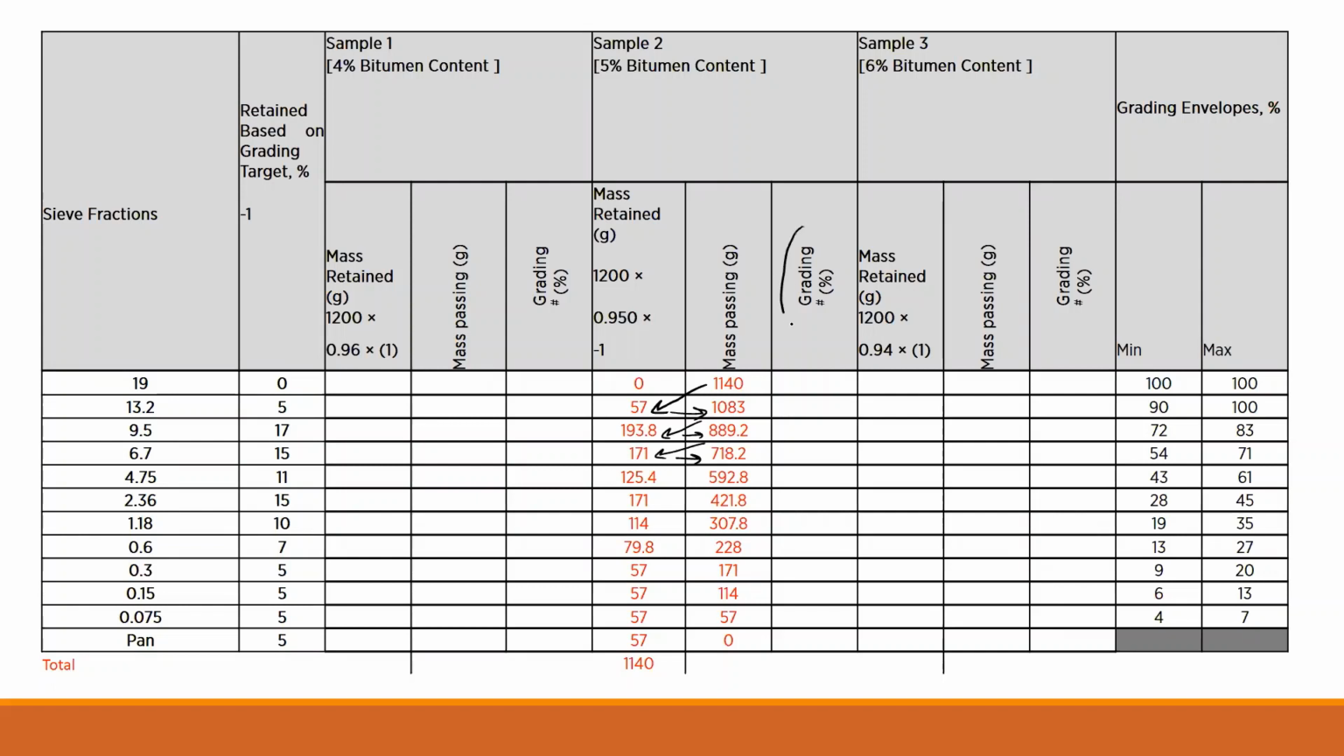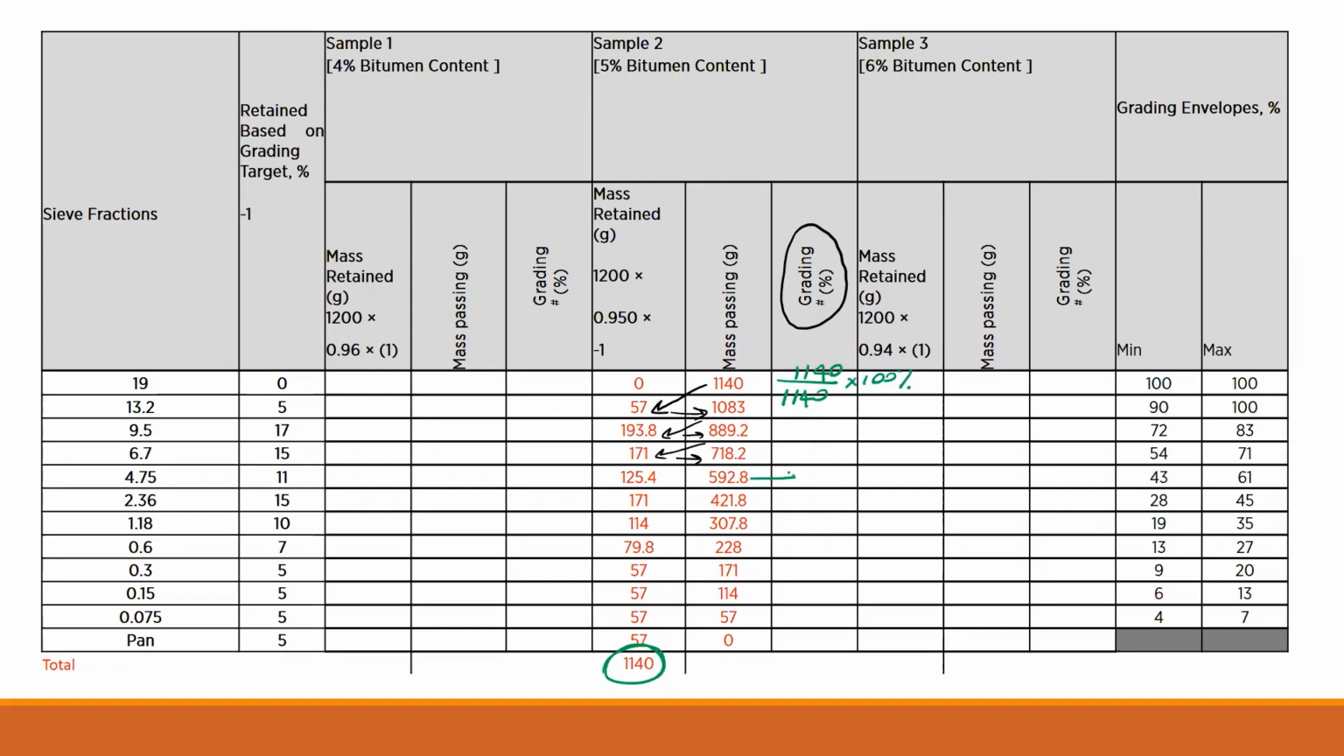In the next column, we need to find the percentage passing, which is the grading. So percentage passing, this is the mass passing. In the next column, how do we find the percentage passing? We have a total of 1,140, and out of this 1,140, 1,140 passed through. So the percentage is what? 100%. So you can find that.